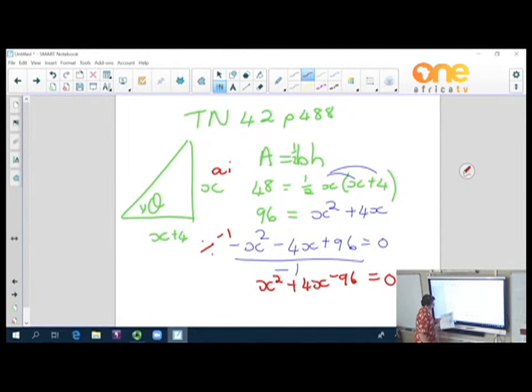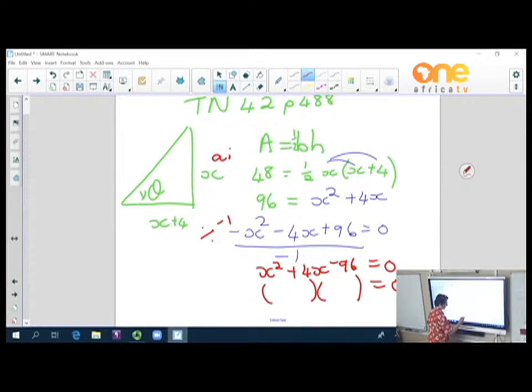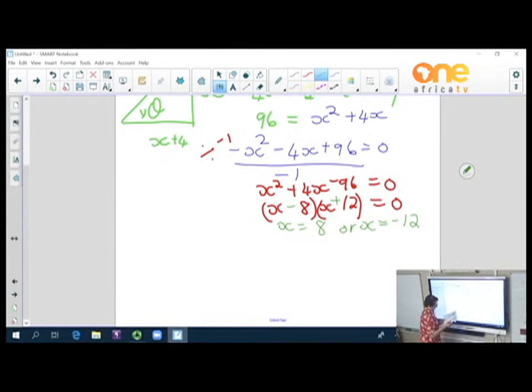Then they say solve this equation. And we're going to solve this with factorization. So it is x and x, and which factors of 96, if you subtract them, will give you 4? It is 8 and 12. Signs differ. The biggest combination, this one is positive and this one is negative. So x is equal to 8 or x is equal to negative 12.